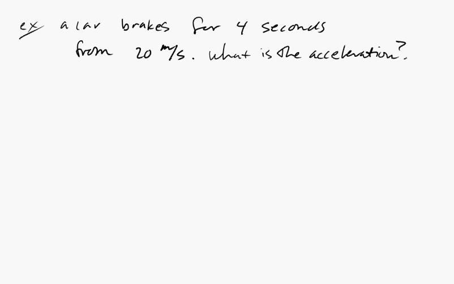Alright, so acceleration is change in velocity over change in time, which means we're going to take 20 meters per second and divide by the total change in seconds. Change in seconds was 4. And again, right here, you'll see this is meters per second, meters per second squared. So we are going to end up with 5 meters per second squared.